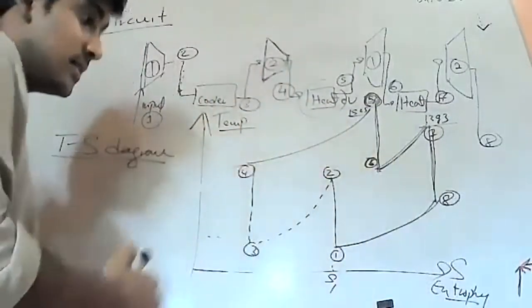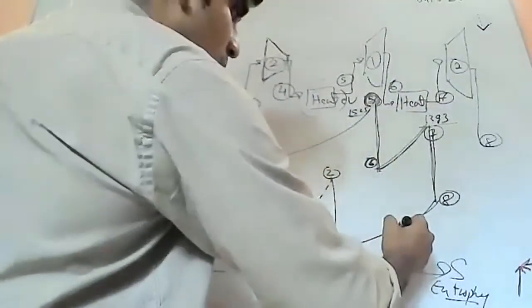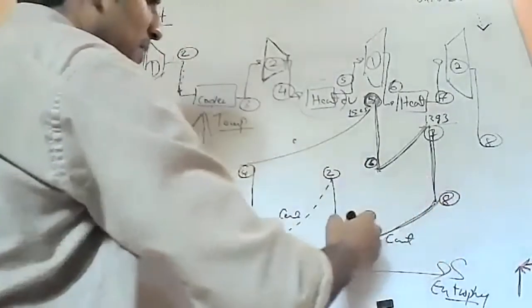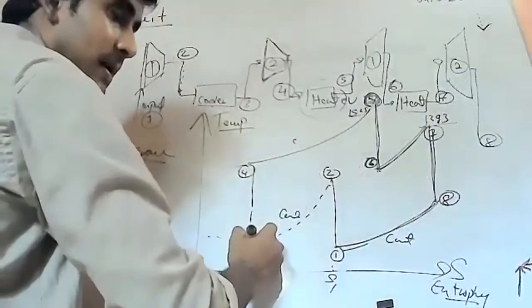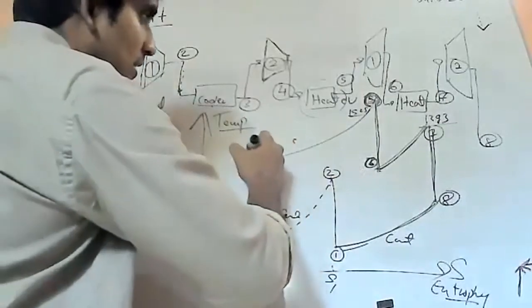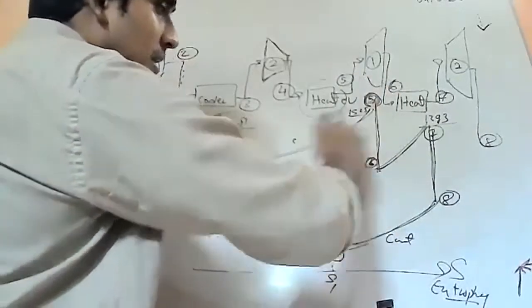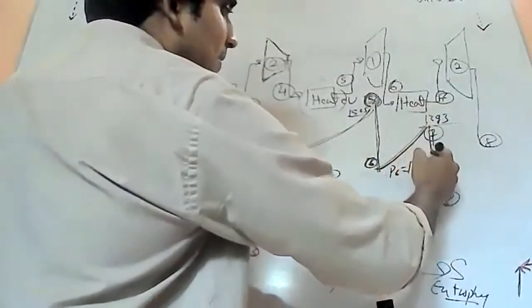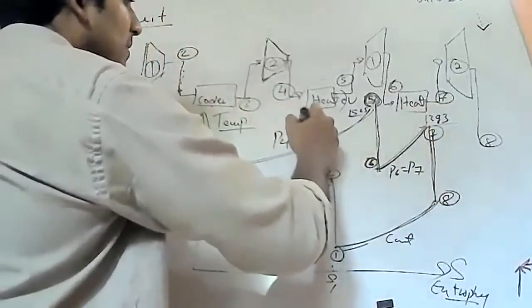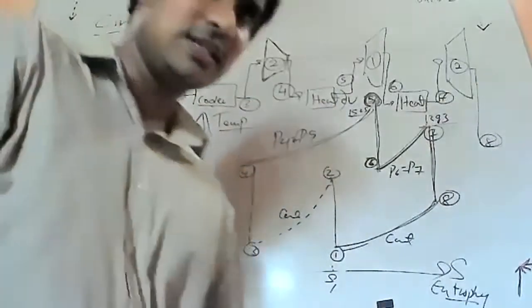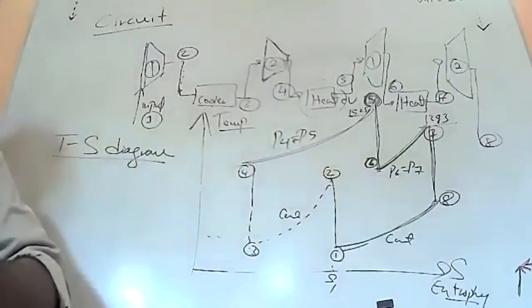denote constant pressure. See, constant pressure. This is also constant pressure. Why? This cooling takes place at the same pressure, and here this heating also takes place at the same pressure. Understand? That means here P6 equals P7. Here P4 equals P5. So I think that is the way of sketching the TS diagram, right?